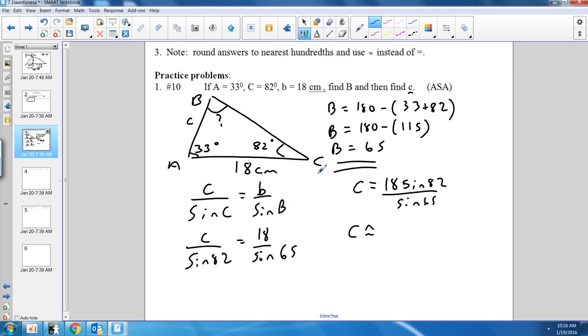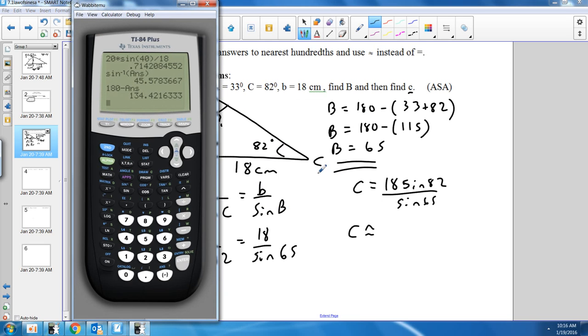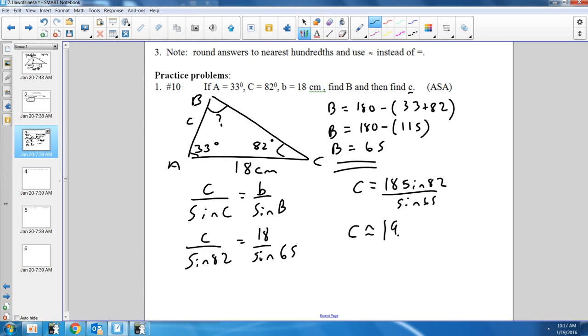So I can pull this up, and I'm going to get 18 times sine 82, and I want to divide by sine 65. Before I do that, I want to make sure the mode is in degrees. So I'm good there. Going back and hitting enter, you're left with C is approximately 19.67.